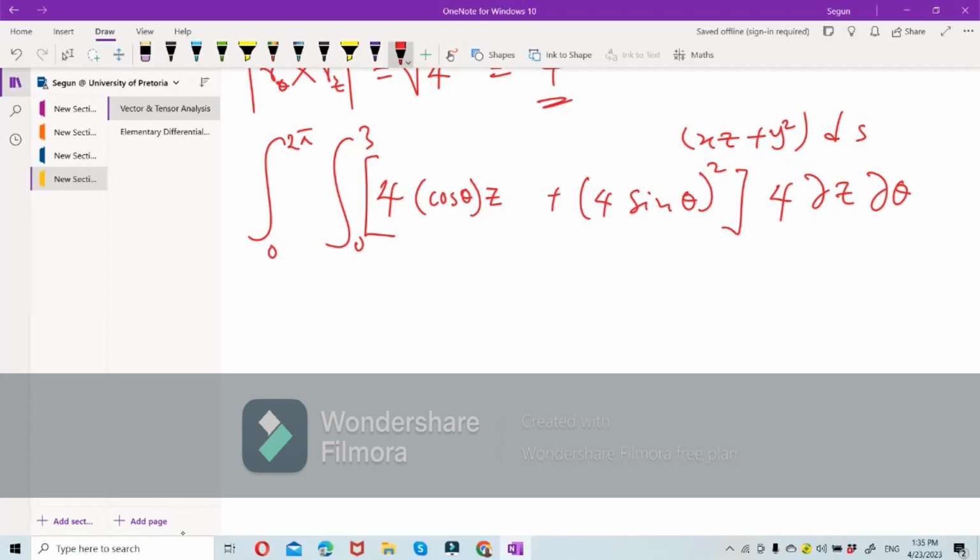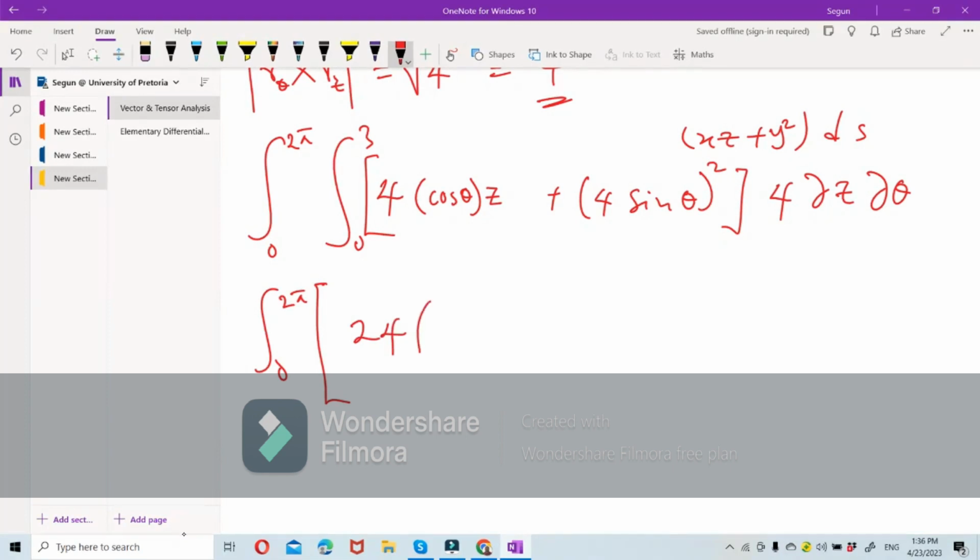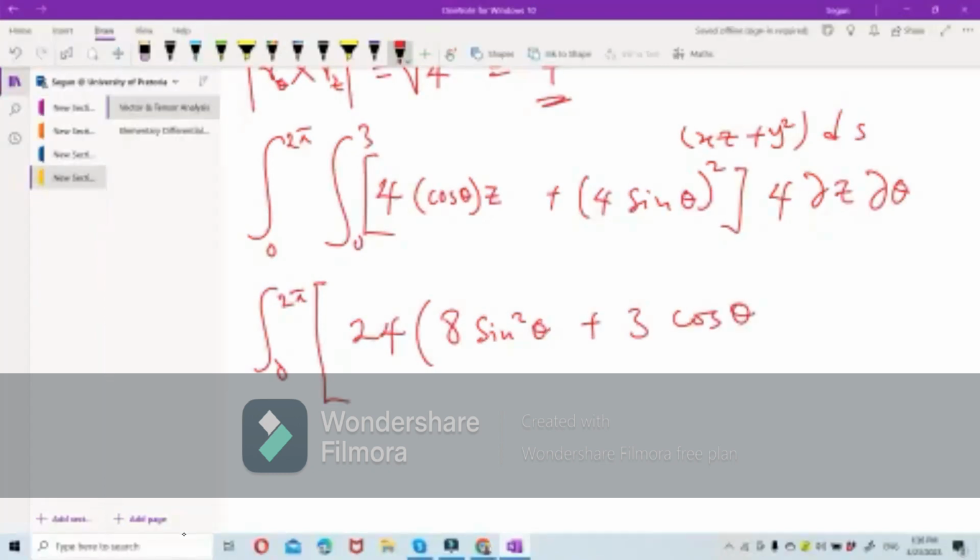So when you solve this one very well, you have integral of 0 to 2 pi. Now, I will solve this one with respect to Z first. If I integrate this one with respect to Z, I'm going to have 24 into 8 sine square theta plus 3 cos theta, the theta.